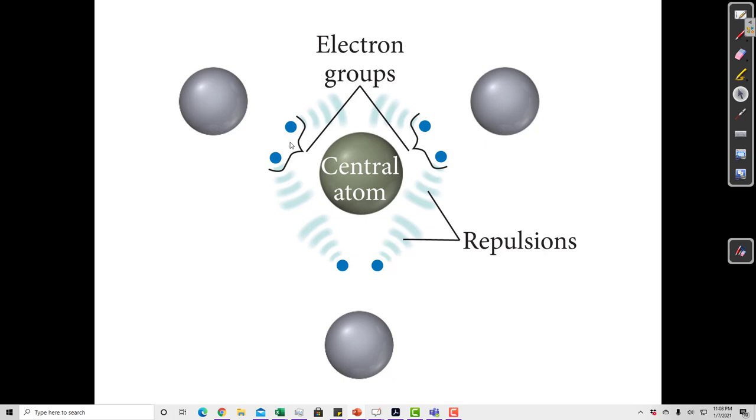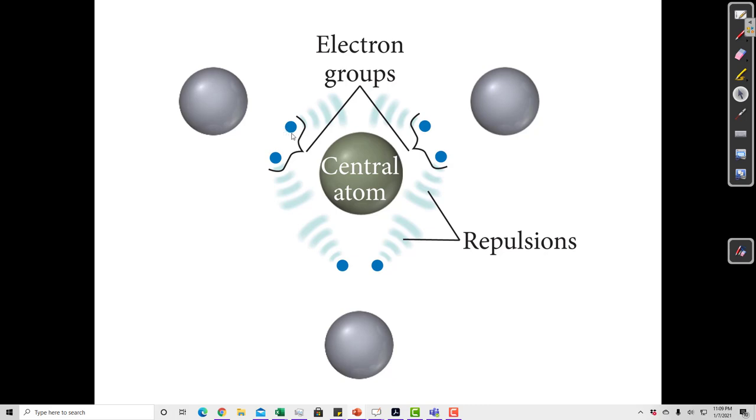When we put these electrons around the atom, they want to spread out from each other. The ones that are in a pair are not repelled by each other quite as much because they're spin paired. One is spin up and one is spin down, and they're in the same orbital. Because they share an orbital, they don't repel each other as much. But this pair of electrons does repel this pair of electrons, and it does repel this pair of electrons. So there are strong repulsions between the pairs of electrons.